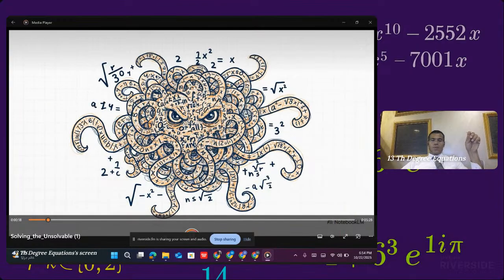Just take a look at this thing. It's a 13th degree polynomial. For centuries, finding the exact values for x to make this equation work was considered, well, pretty much impossible. Something you could only get close to. This isn't just an equation, it's a mathematical monster.